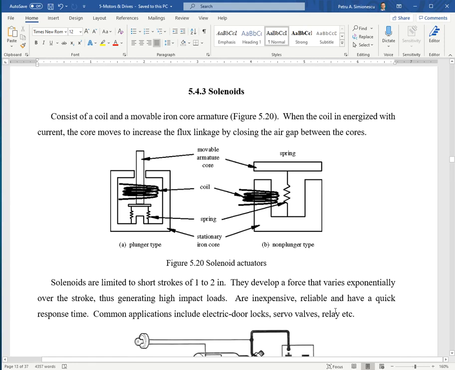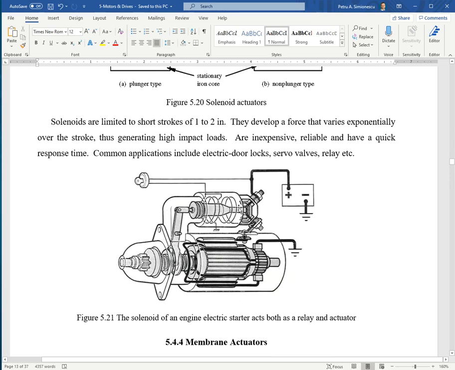Okay, solenoids. Solenoids are very common with relays, electromagnetic relays, but also used in electromagnetic latches, and the starter motor of an automobile includes a solenoid that does two functions: it acts as a relay and also engages the pinion with the ring gear on the flywheel edge.